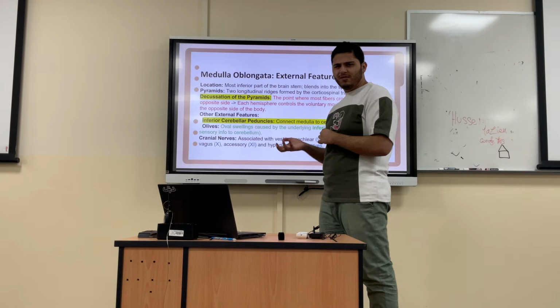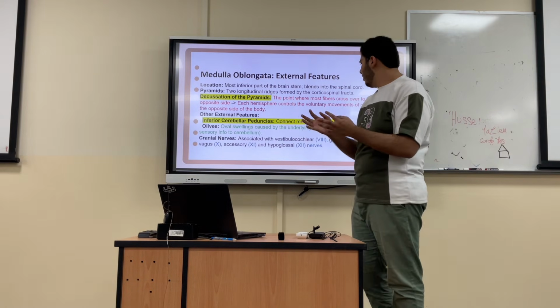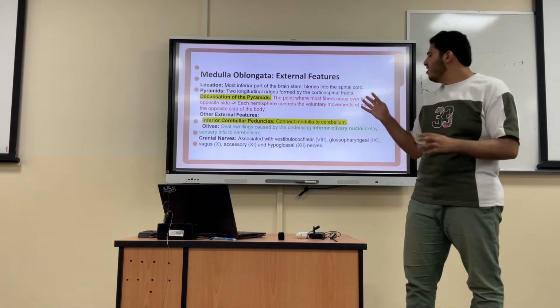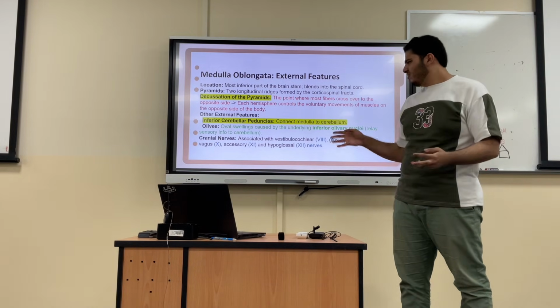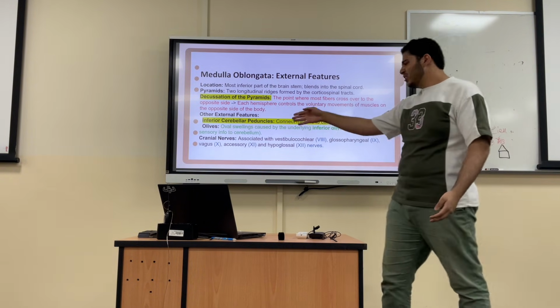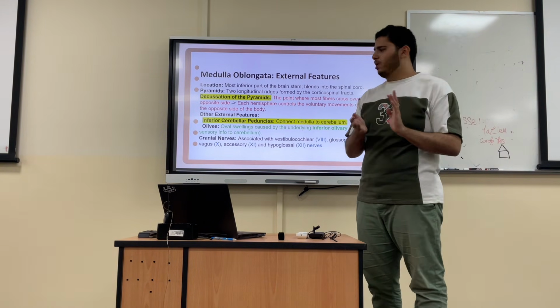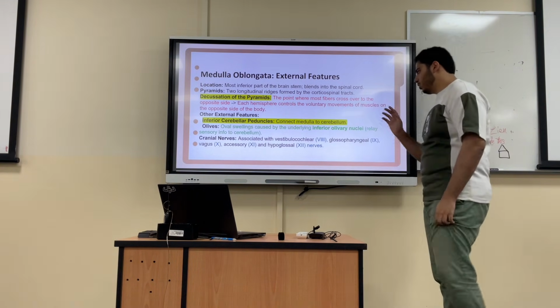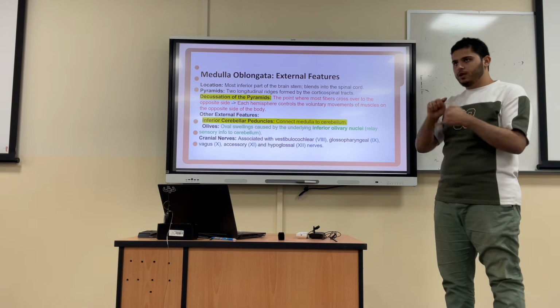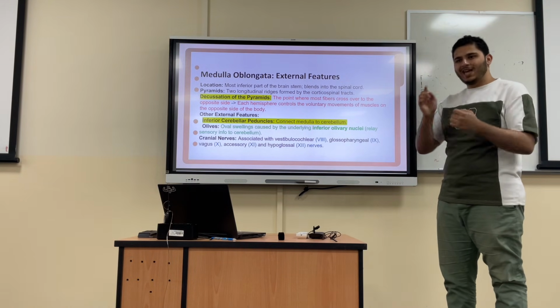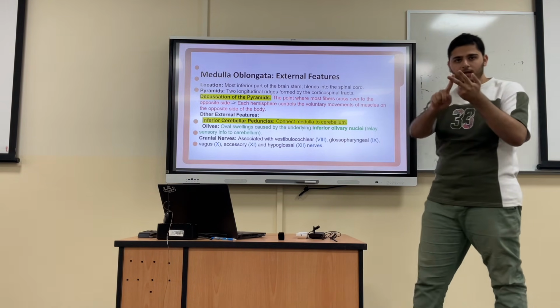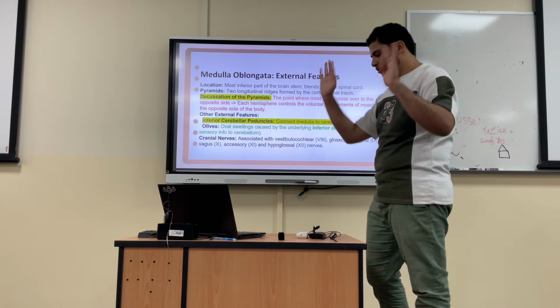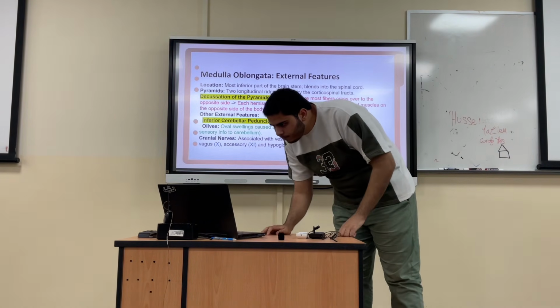Olives are not too important. They are oval swellings caused by the underlying inferior olivary nuclei. You don't need to know it. It relays sensory information into the cerebellum. And the cranial nerves are also important, which, as we said, are 3, 4, 5, 6, 7, now 8, 9, 10, 11, 12. That's it. Move on.